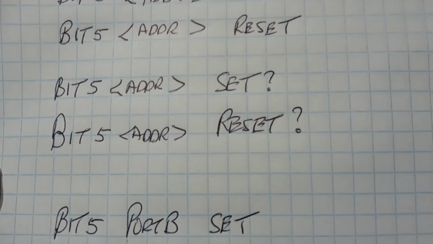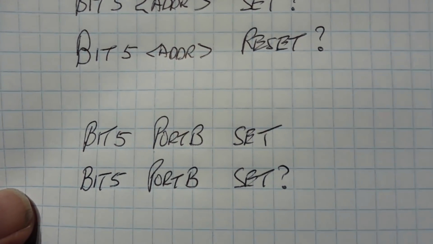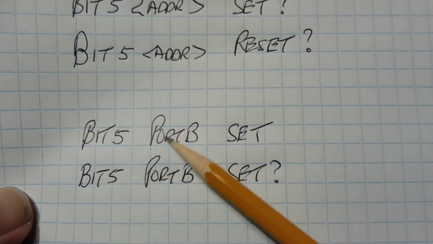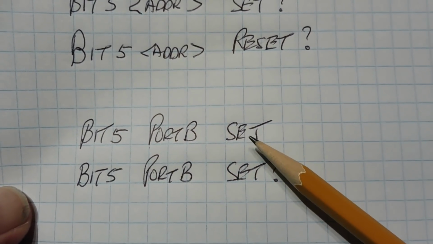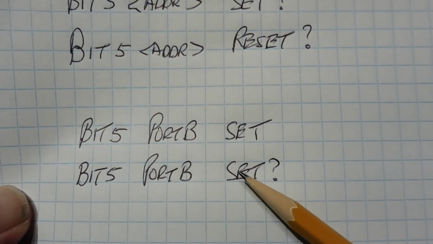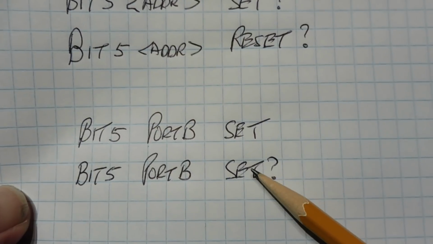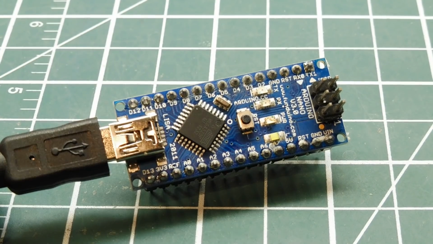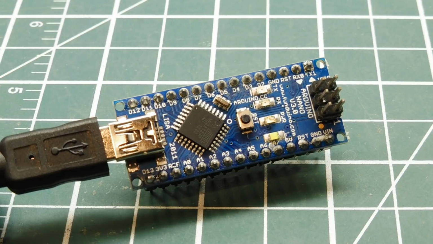So here's an example that we could turn on the LED on pin 13 on the Arduino Nano. Bit 5 port B set will turn on the LED on pin 13, or bit 5 port B set question mark will actually read the bit and tell us if it's on or off. Okay, so that was my primer on interactive programming.